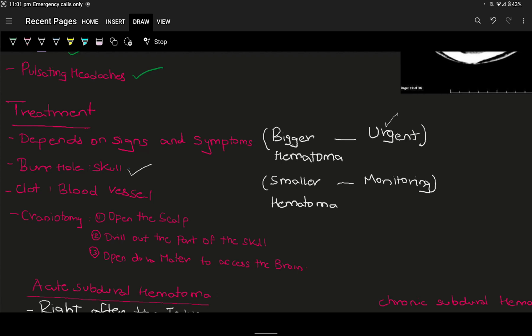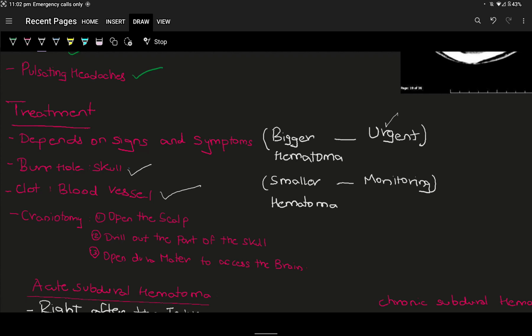problems associated with it. The other thing which we can also do is to clot the blood vessel which is involved, so that the bleeding from where the blood is originating, we basically clot it with the cauterizer, and that would help to stop the bleed as well.